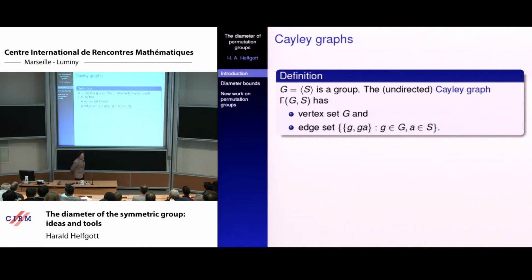First of all, I have to explain what I will be talking about. We all know what a permutation group is, but just to be safe, I should define what is meant by diameter, particularly the diameter of a group.